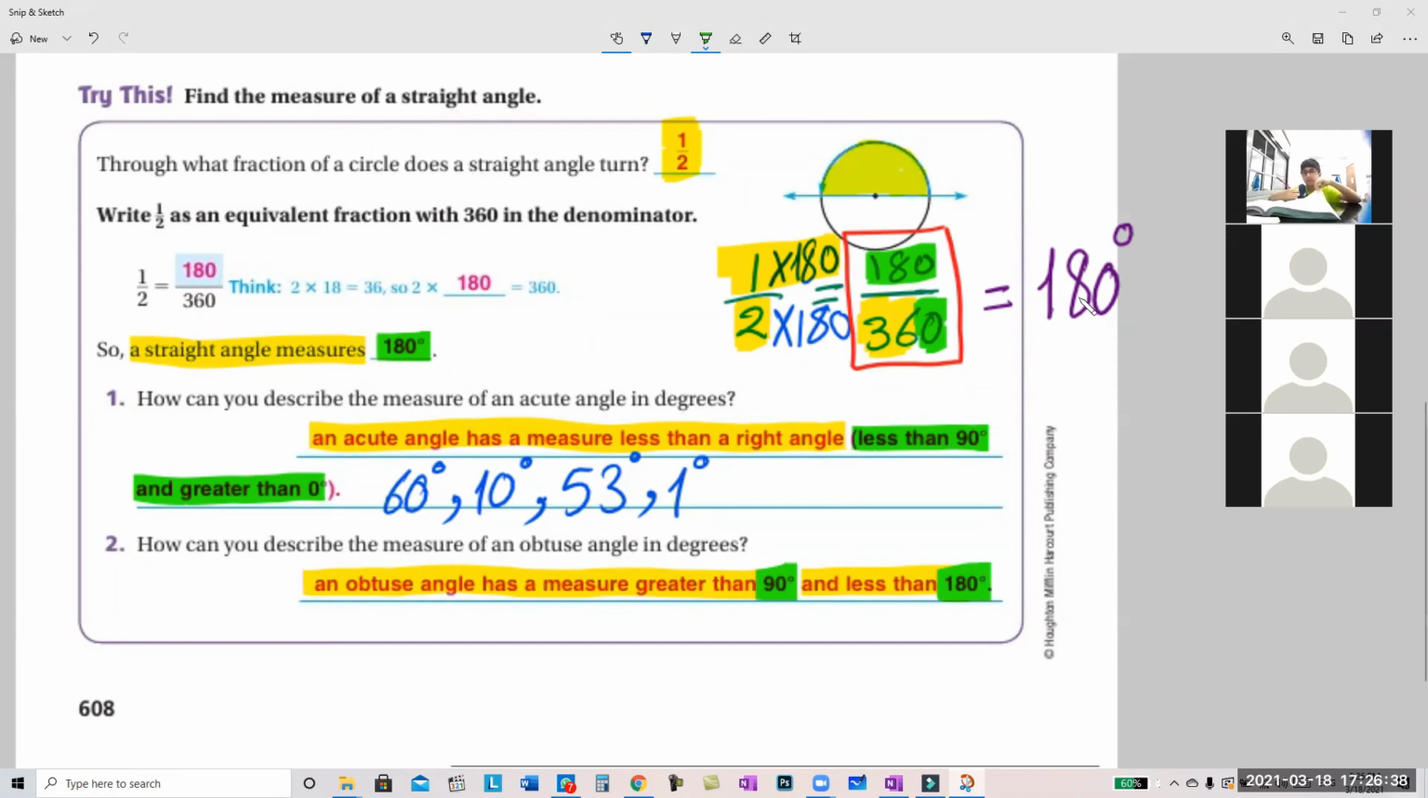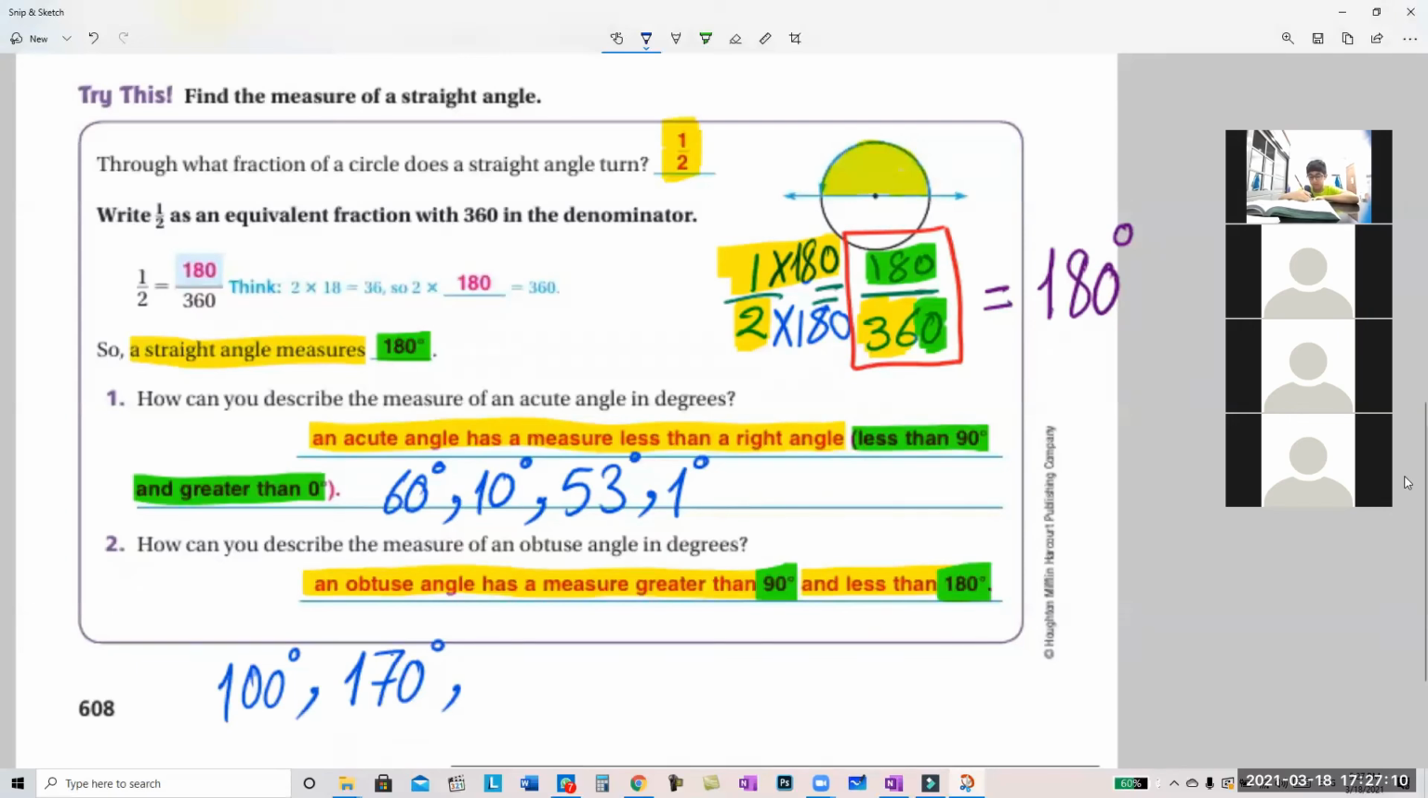Okay. Now, can you help me with this? Can you give me an example for an obtuse angle? Yes. It's 100. Okay, 100 degrees is obtuse. Can you give me another example? 117 or 170 degrees. Yes, excellent. Thank you so much, Ali Nabil Misiri.